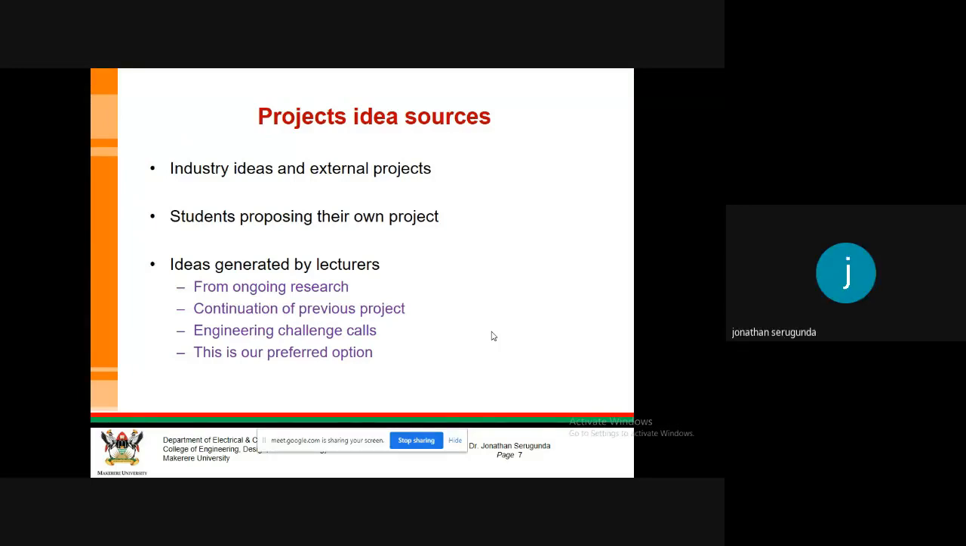This is our preferred option here, mainly because we've realized that when this kind of project is done, the success rates are usually high, and it usually also ends up in some form of publication or significant research output.